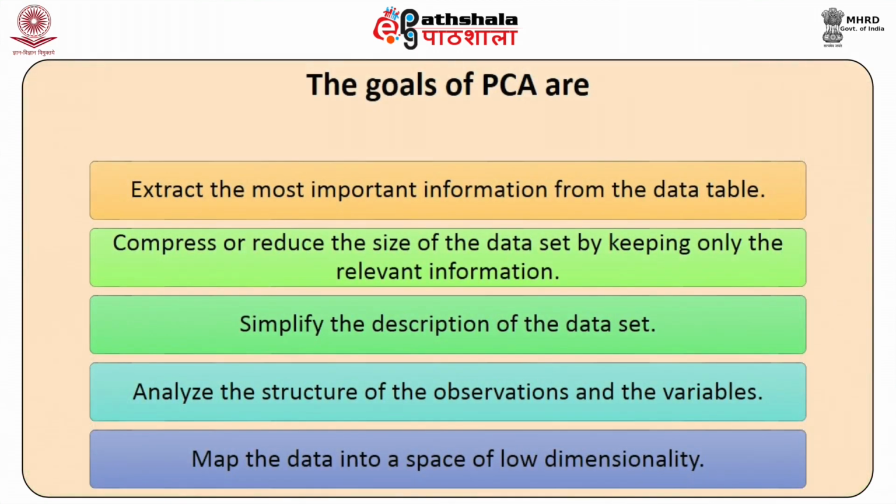The goals of PCA are: first, to extract the most important information from the data table and compress or reduce the size of the data set by keeping only the relevant information. It simplifies the description of the data set, and PCA also aims to analyze the structure of the observations and the variables. PCA also maps the data into a space of low dimensionality.